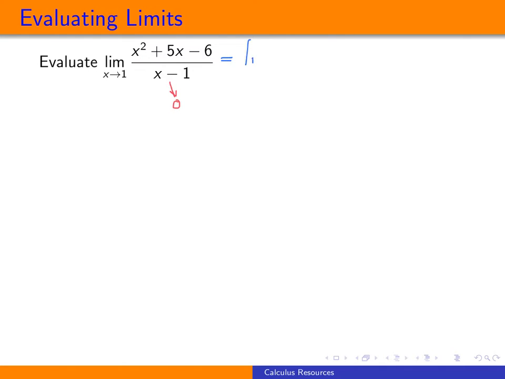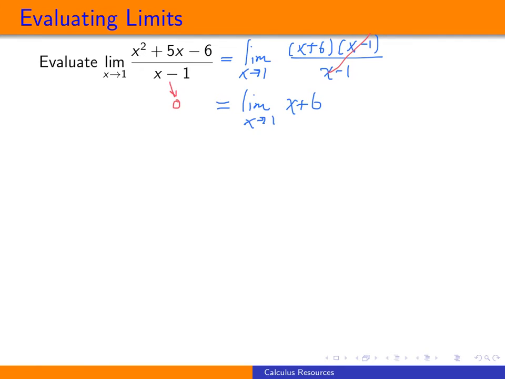And in this case, the easiest algebraic simplification that we could do is to factor the numerator. So it factors very nicely as x plus 6, x minus 1, and this allows us to cancel off the troubling x minus 1 that we had in the denominator. So now we are simply left with the limit as x approaches 1 of x plus 6. Now we can directly plug in 1 and get something that makes sense.